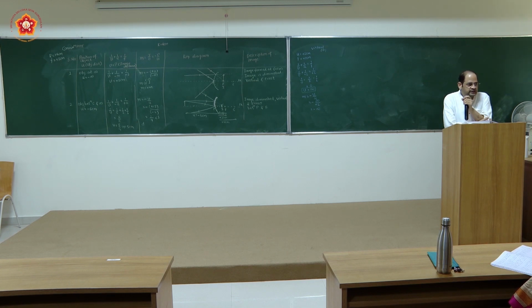You have half obstructed, so intensity will be half. If you have 1/4 obstructed, the intensity will be 3/4. If you are having half obstructed, then intensity will be half. If you are obstructing 1/4, then intensity will be 3/4. If you are obstructing 3/4, the intensity will be 1/4. That relation must be known to you. Okay?